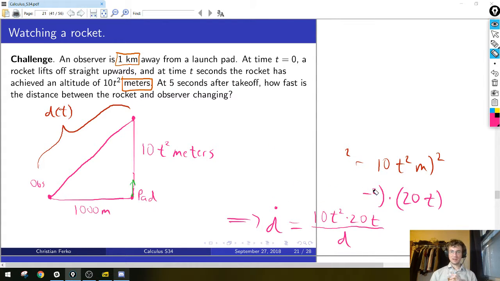And I'll ask you, now that we have this equation for d dot, we need to evaluate this at 5 seconds after takeoff. So there's two things to do. We can plug in 5 seconds for t just fine. That's easy to do. But how do we find the denominator? How do we find d, which is the distance between the observer and the rocket, at 5 seconds after takeoff? Can we just plug it into the equation we generated? Which equation? The square root of 100 meters squared plus 10t squared quantity squared.